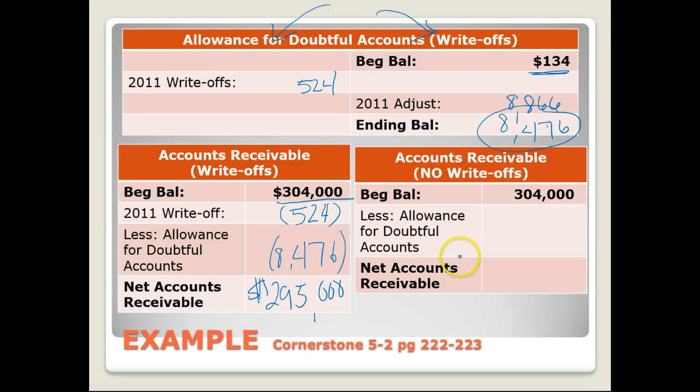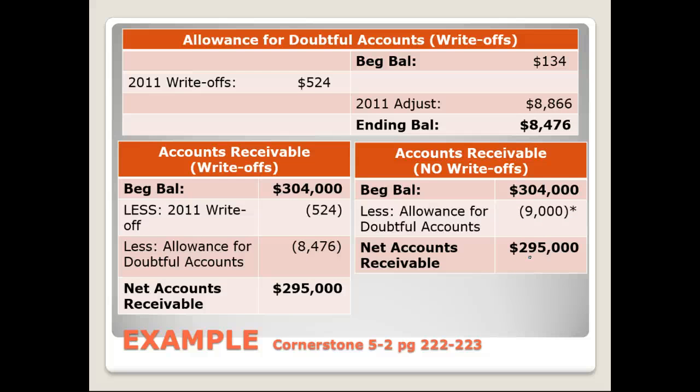Now, what if that $524 had not been written off? Well, the allowance for doubtful accounts would be $524 higher, right? Because we just wouldn't have this, which means it would be $9,000. $304,000 minus $9,000 is going to be $295,000. What's the upshot here? Yeah, when we're doing the allowance method, accounts receivable is no longer affected by the exact amount of write-offs, because accounts receivable is dealing with the estimates, and all of that can be seen right here.